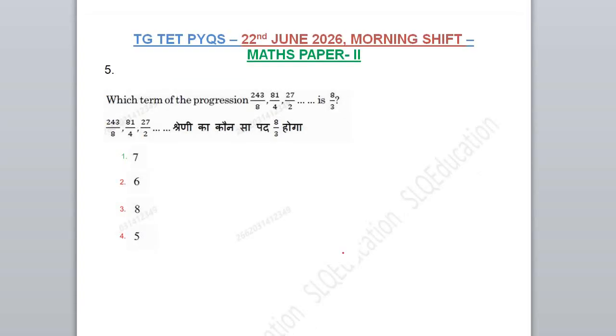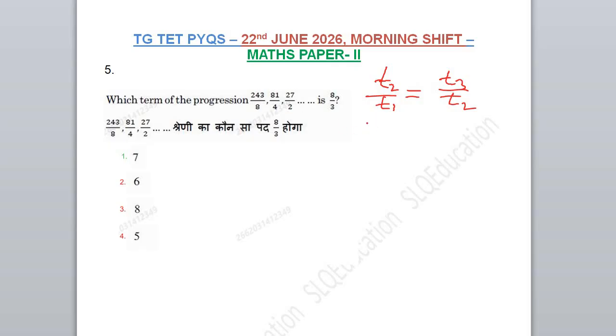Next question, this is from progression. Which term of the progression is 8 by 3? Here a series is given. By looking at this series, we can say that it is given in GP. How do we check for GP? To get a series in GP, we have to find T2 by T1, that is the second term by the first term. The ratio should be the same as T3 by T2. If you divide and get the same, then it is a GP. So let us find out whether it is true or not.